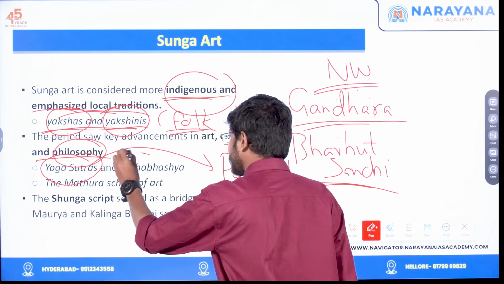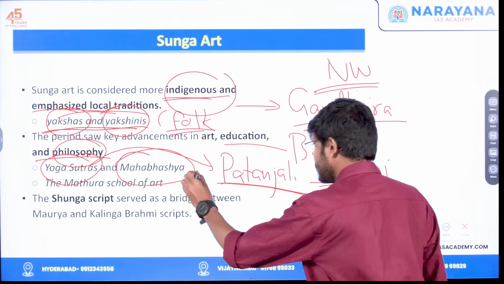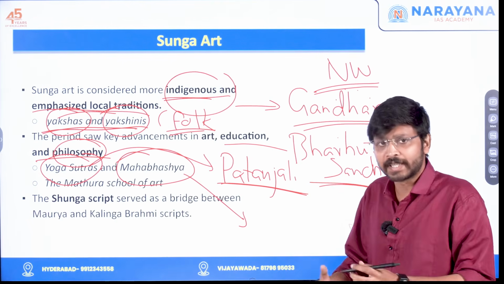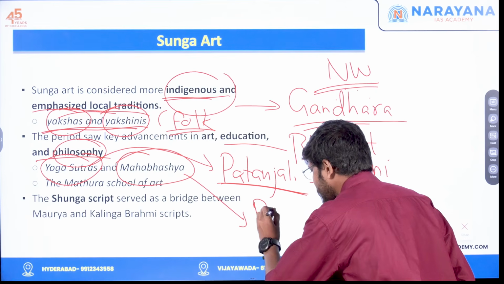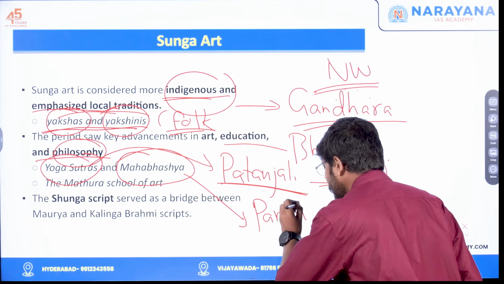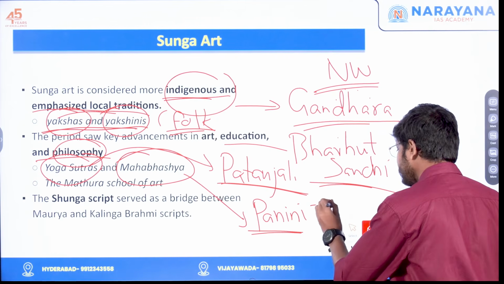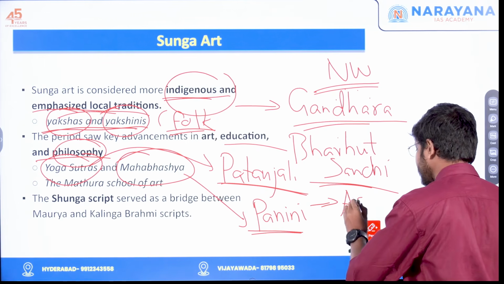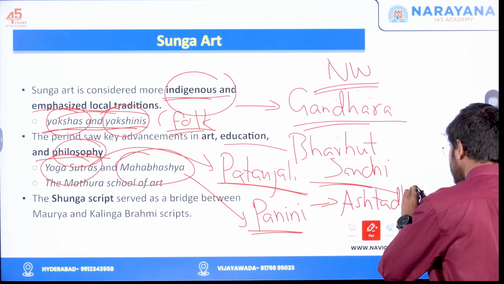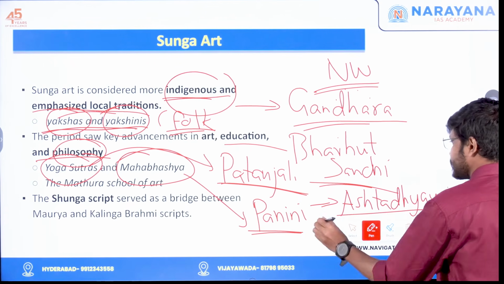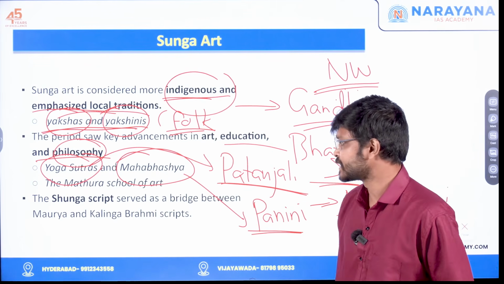Again, another important book from Patanjali himself is Mahabhashya. Mahabhashya is actually the commentary which he has given for Panini's Ashtadhyayi. Panini was known to be the father of Sanskrit grammar, and Ashtadhyayi is his famous Sanskrit book. So this is the commentary on Panini's Ashtadhyayi, which was also written by Patanjali only.